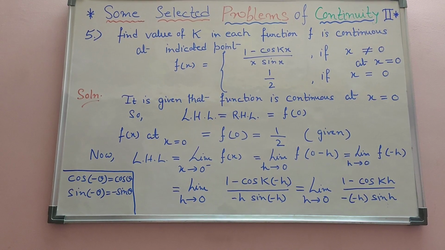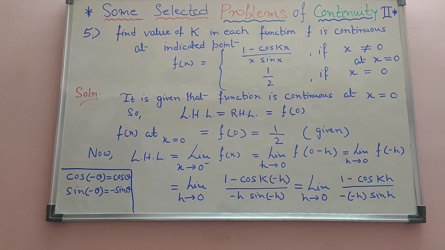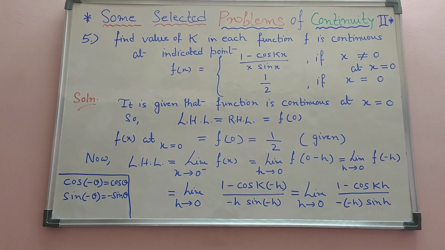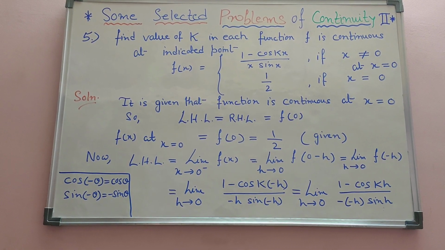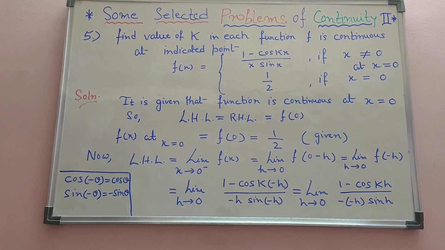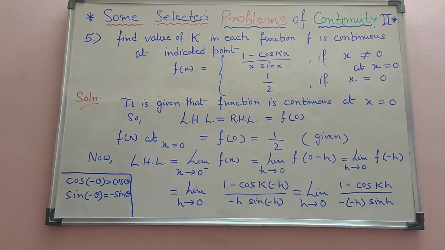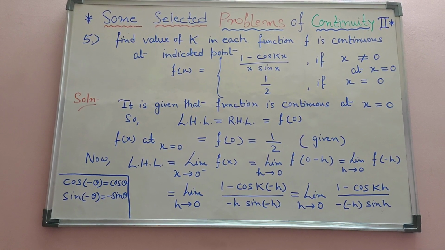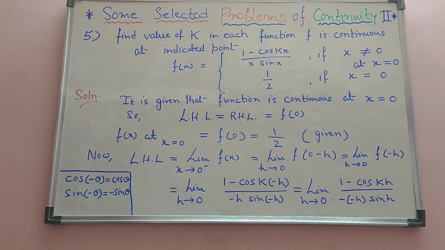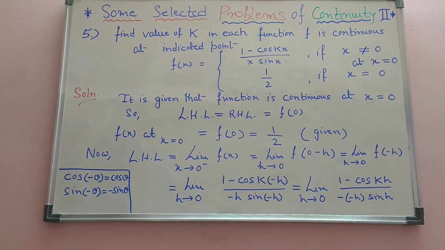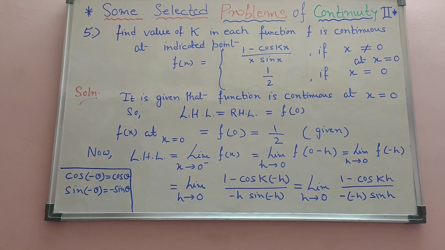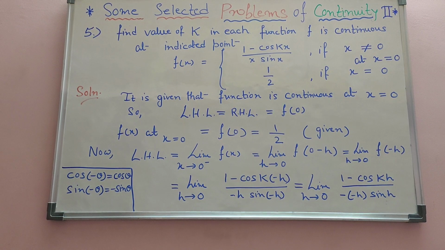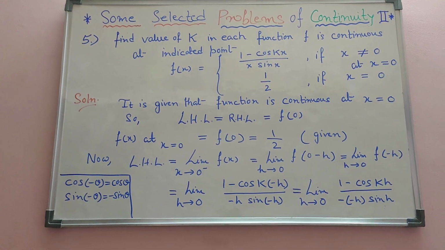Limit x tends to 0 minus f of x. We change x to h, so limit h tends to 0. x now becomes 0 minus h, which equals minus h. So limit h tends to 0 of f of minus h. Now take the first function and replace x with minus h. It becomes 1 minus cos k into minus h upon minus h sin of minus h. In place of x you just substitute minus h.